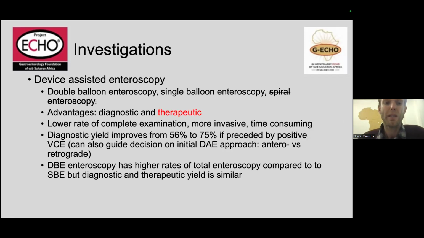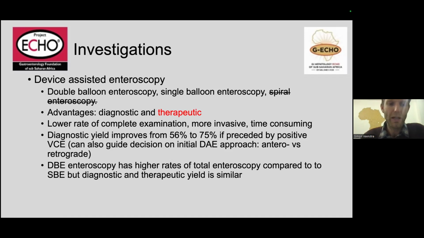Device-assisted enteroscopy is an alternative, and this includes double balloon and single balloon enteroscopy. As far as I know, spiral enteroscopy is no longer available due to significant adverse outcomes. And the advantage here is that you have therapeutic options available to you as well. It does, however, have a lower rate of complete examination. It's more invasive. There's obviously potential complications with sedation. It's time consuming, especially if you're going to be doing both antegrade and retrograde approaches.